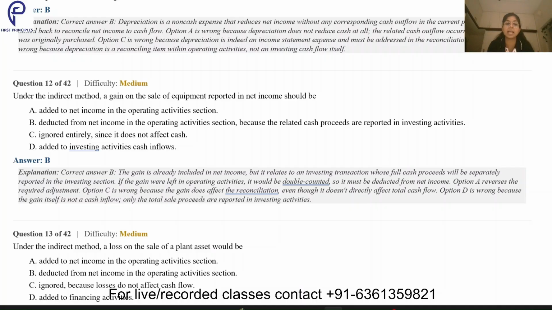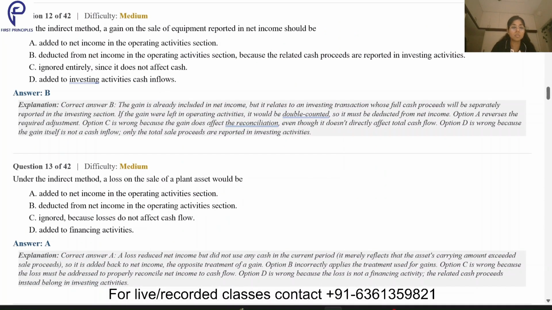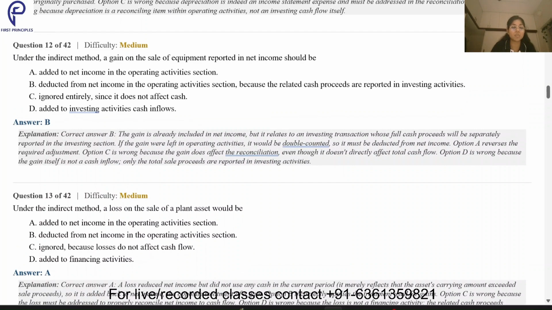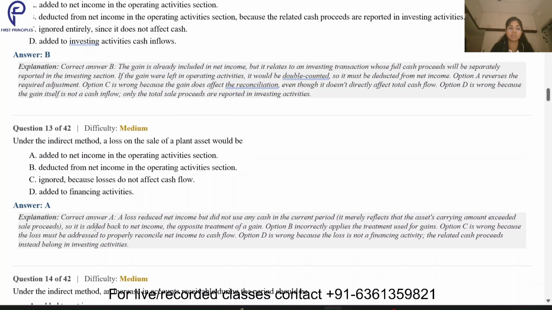Option C, ignored entirely since it does not affect cash. No, it's not ignored entirely. It will be reported in my investing activity. Option D, added to investing activities cash inflows. Is it added back to investing activities cash inflows? Yes, it is added back to the investing activities cash inflow. So no, it's not the correct answer because it's not going to be added over there. It's going to be subtracted over there. So that's why option B is my correct answer.